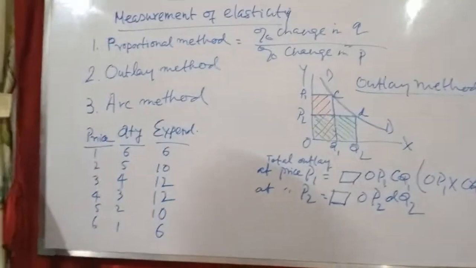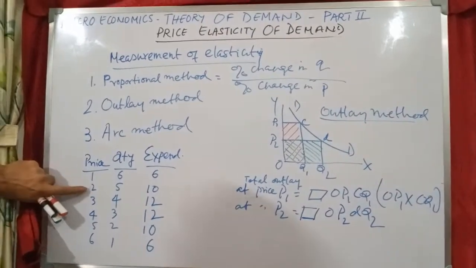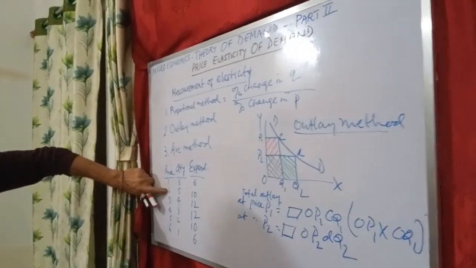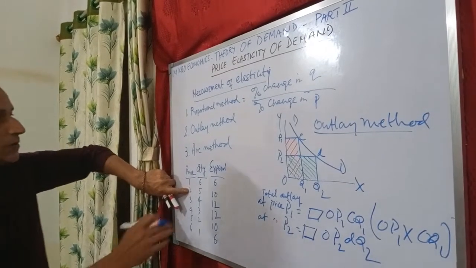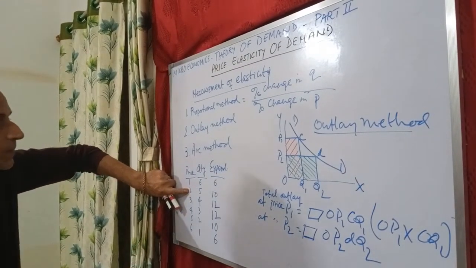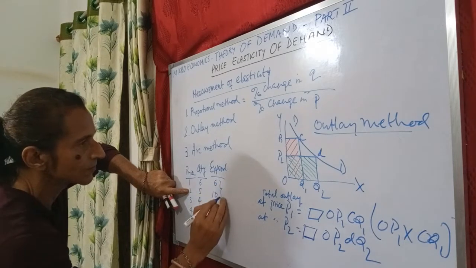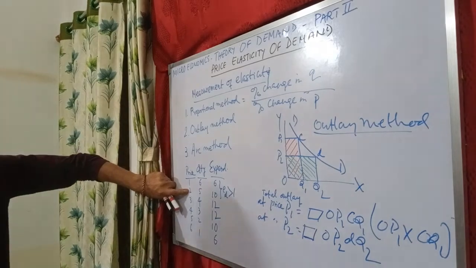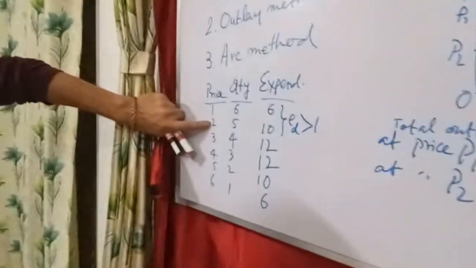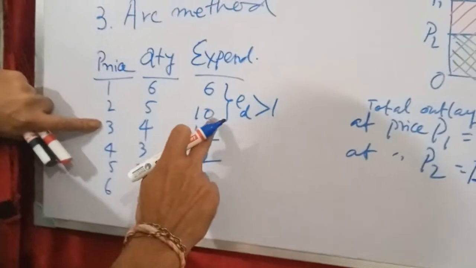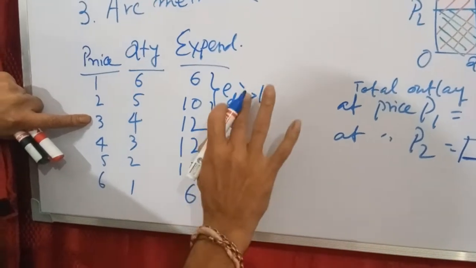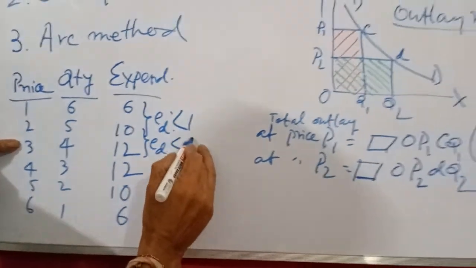Now, as price has increased, listen very carefully. As price increased from 1 to 2, total expenditure has increased. This means elasticity is less than 1. When price further increases from 2 to 3, total expenditure increases. So ED is less than 1.